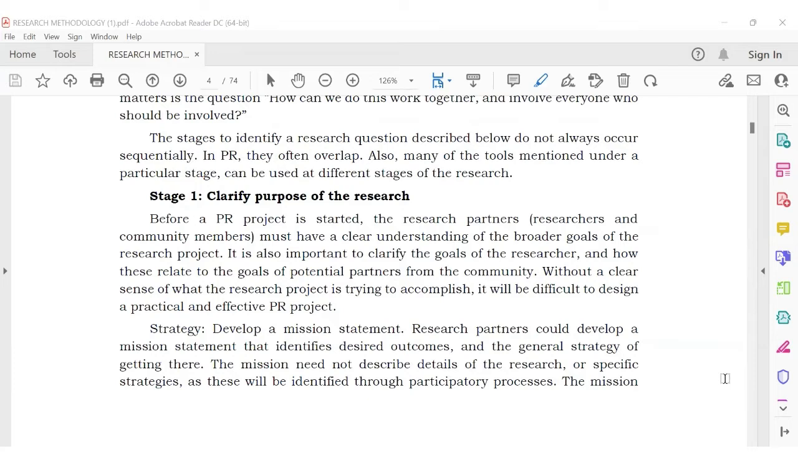Sir, vision is a long run objective, and mission is just like a roadmap of how to achieve the goals which we set in the vision. Okay.